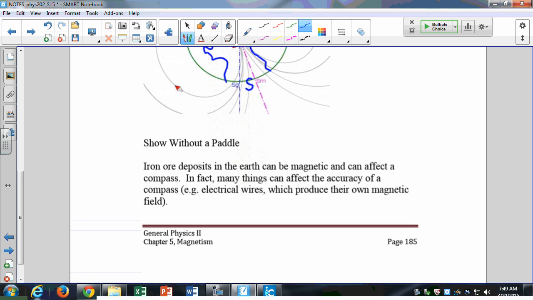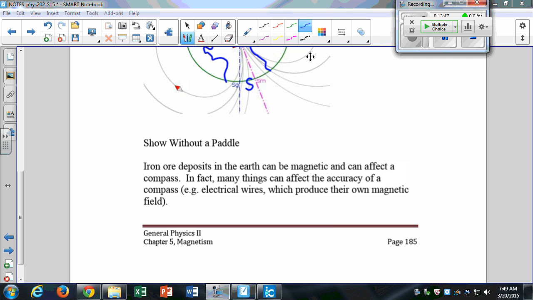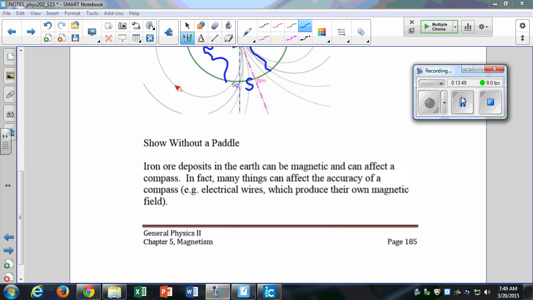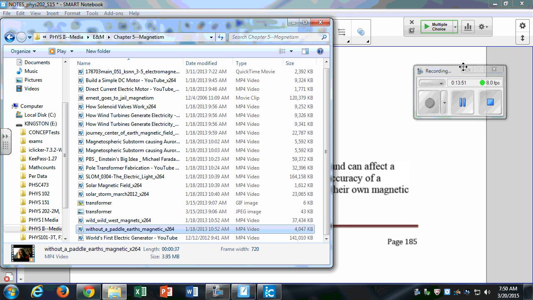Let's see, have y'all seen this movie Without a Paddle? I understand it's a good movie, is what they say. Is it good?